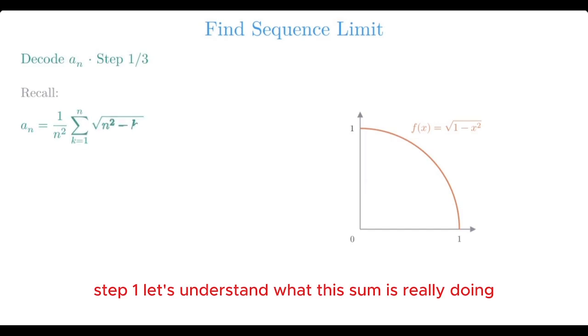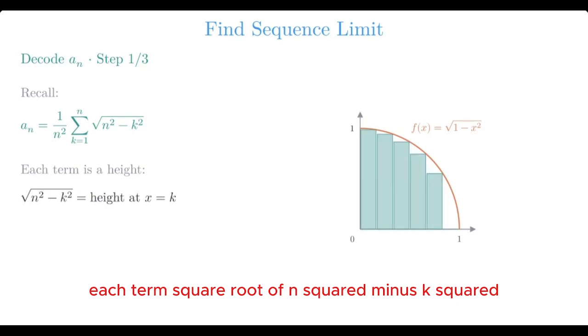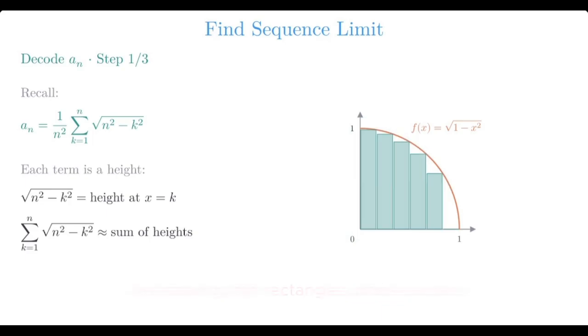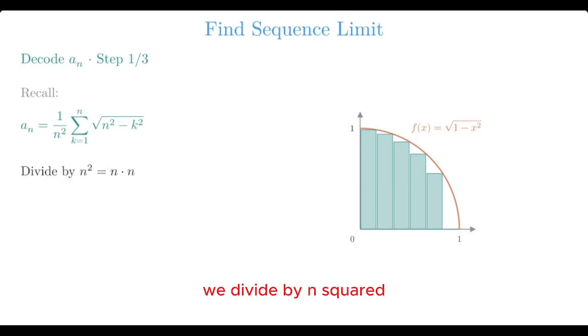Step 1. Let's understand what this sum is really doing. Each term's square root of n squared minus k squared is the height of a circle of radius n at the point x equals k. Adding them up gives a sum of heights, like stacking thin rectangles under a curve. We divide by n squared. One factor of n rescales the heights and another rescales the widths. That turns the sum into an average, an area. Now let's rewrite the formula carefully and watch the Riemann sum appear.